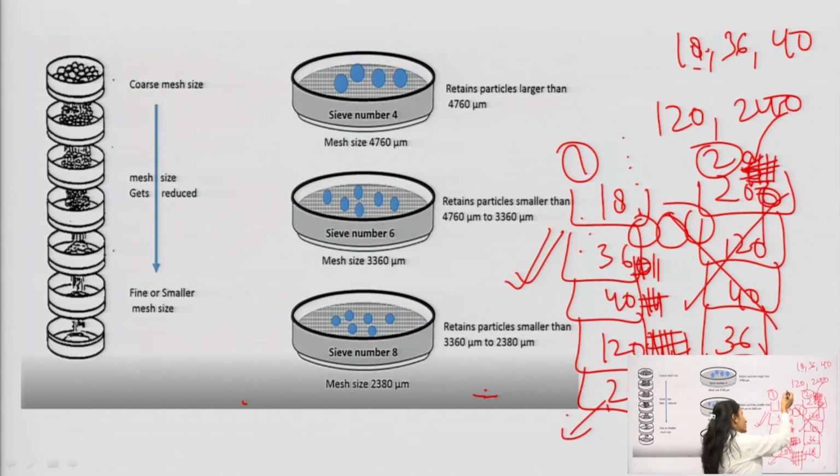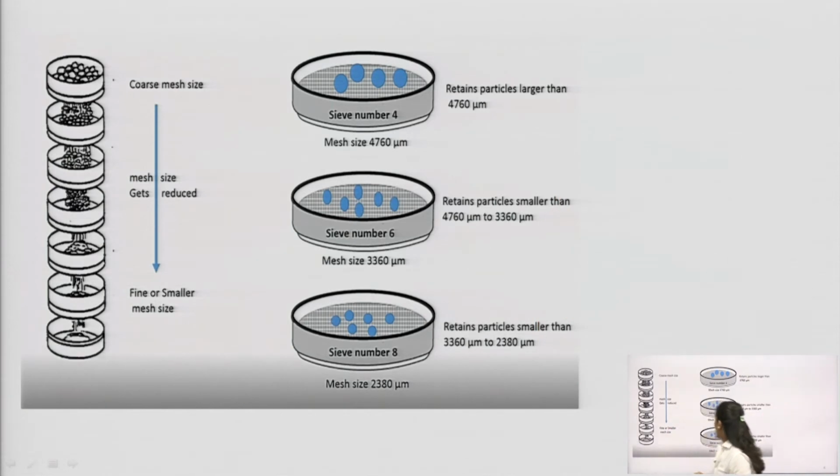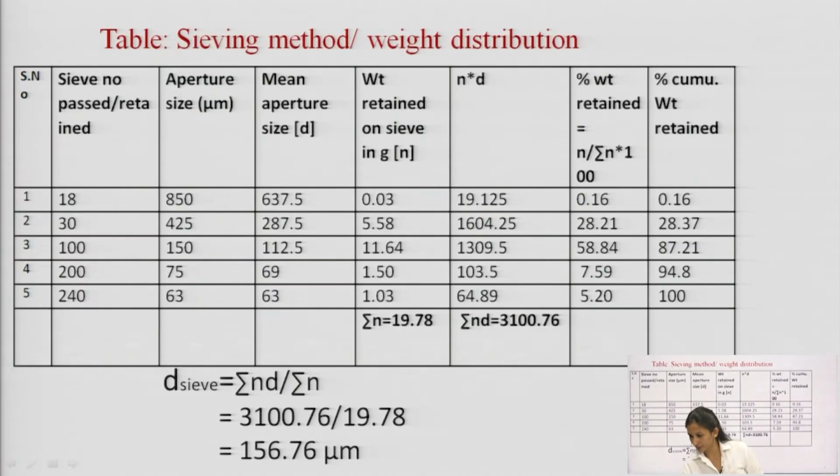So, we have to arrange the sieves in this way in the mechanical sieve shaker. And after operating this mechanical sieve shaker for 2 to 5 minutes, you will get how much weight is retained on each and every sieve, and then you have to tabulate the data. See, the sieving method is also known as the weight distribution. Next we will study the microscopic method, which is known as the number distribution.